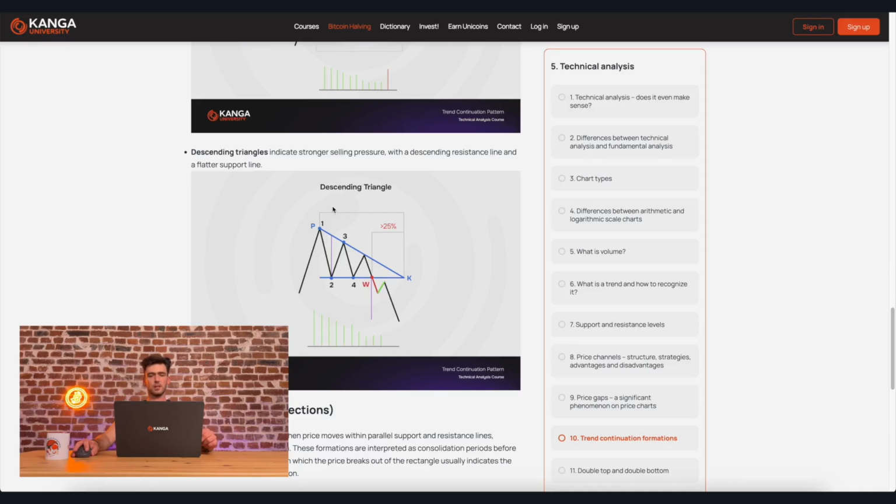Importantly, in such a triangle, in a descending triangle, confirmation of this triangle very often comes from volumes.